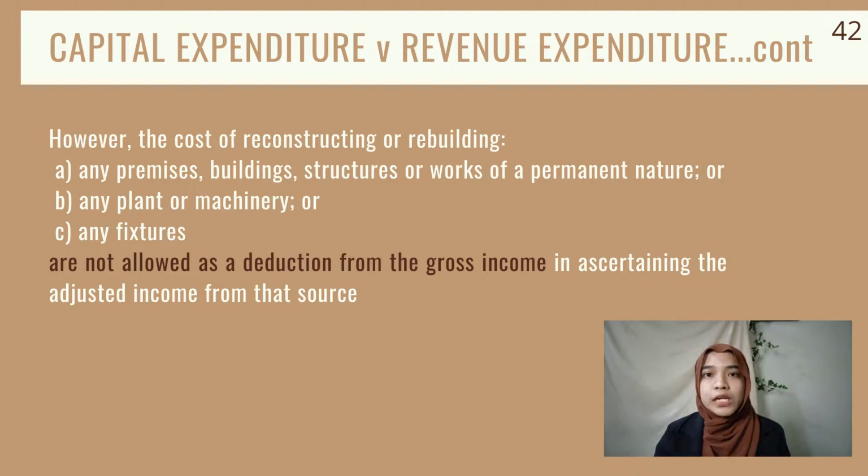However, the cost of reconstructing or rebuilding any premises, buildings, structures, or works of a permanent nature, or B. any plant or machinery, or C. any fixtures are not allowed as a deduction from the gross income in ascertaining the adjusted income from that source.